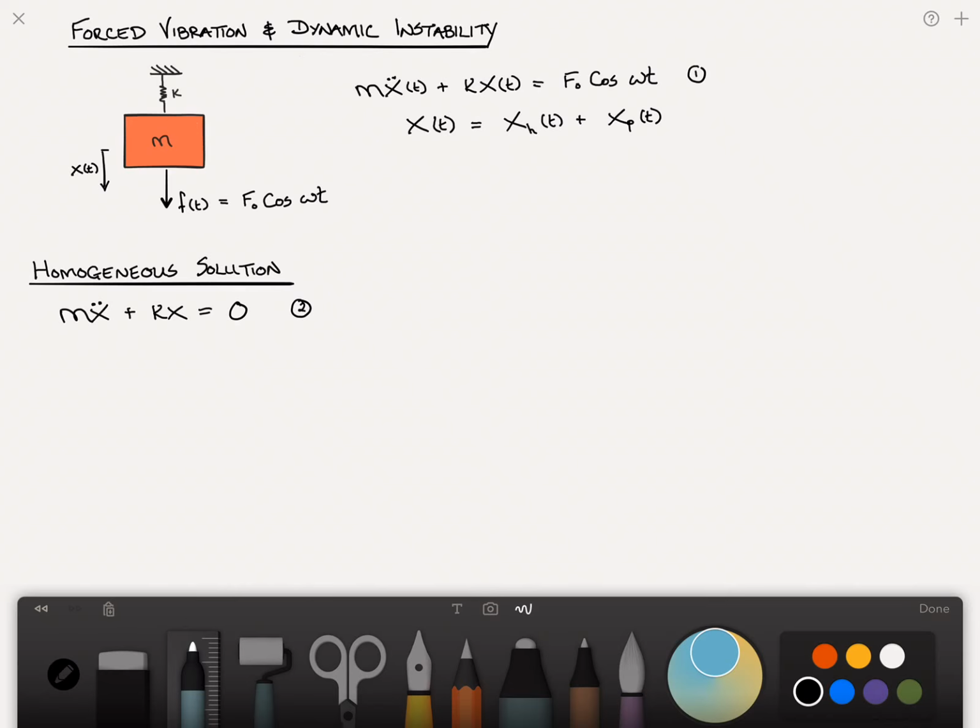And we've seen that the solution to this, we'll call x sub h of t, is equal to c1 times cosine of omega sub n t, where omega sub n is the natural frequency, plus c2 sine omega n t. And we can write that omega n is equal to the square root of k divided by m, spring stiffness divided by the mass. We'll call this equation 3 and equation 4.